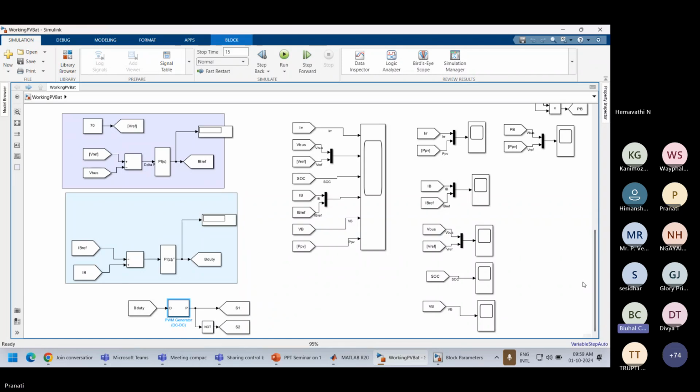Okay, ma'am. If we want to implement the optimization technique for designing that controller, for simulation, can you show where we have to put that algorithm part? I will tell you. See, this is the PI controller.